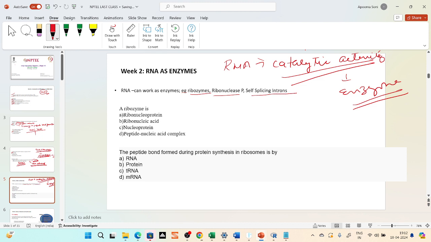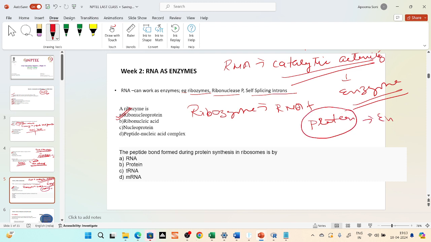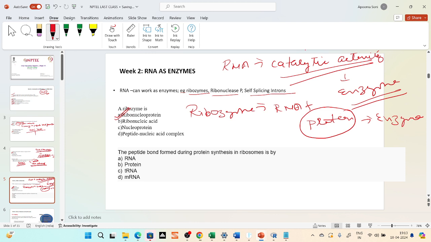Okay. If I talk about ribozyme, what is a ribozyme? Is it a ribonucleoprotein, a ribonucleic acid, a nucleoprotein, or a peptide nucleic acid complex? It's a ribonucleoprotein. That means ribozyme, as the name suggests, is made up of RNA plus protein, and the protein part functions as an enzyme. Okay.